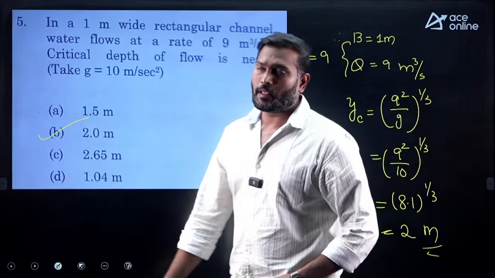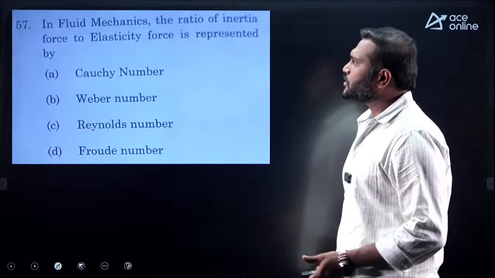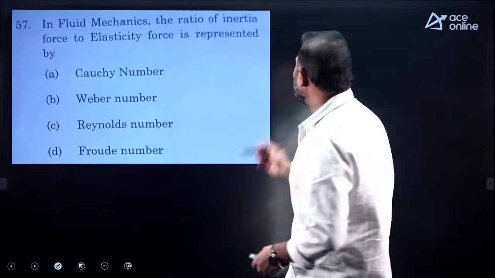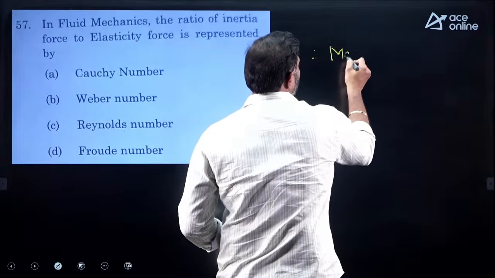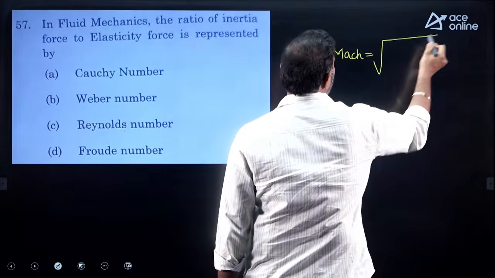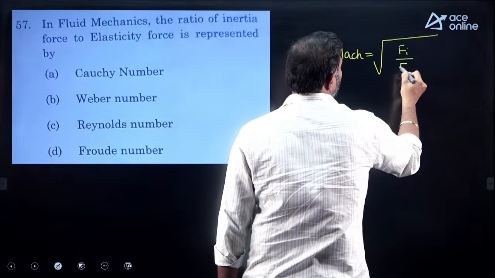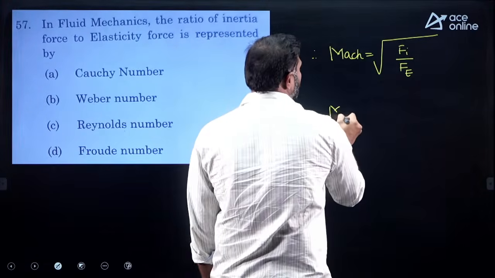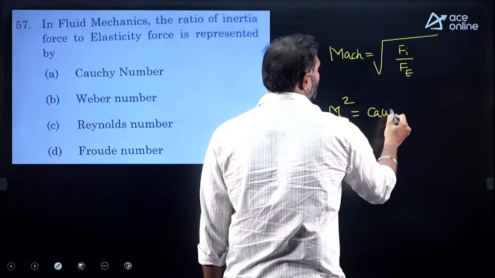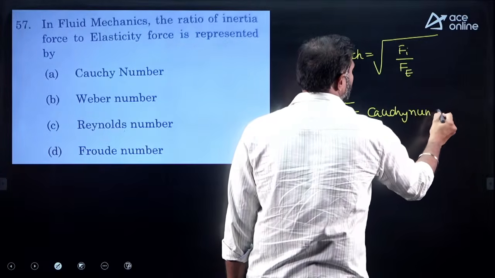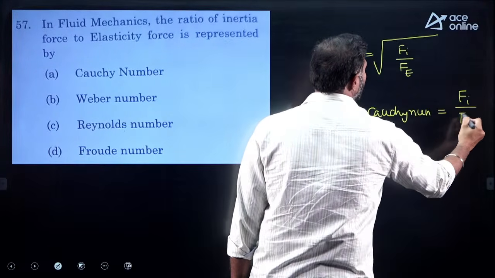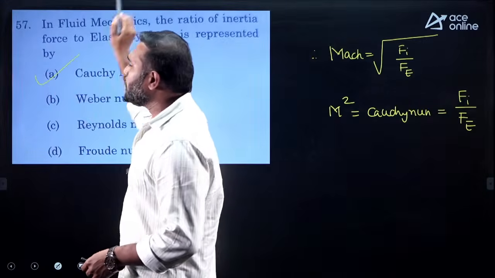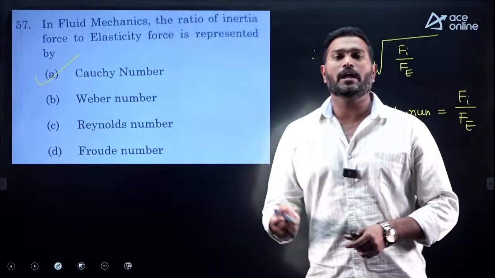Option B. Now see the last question. In fluid mechanics, the ratio of inertia force to the elastic force. Generally, the ratio of inertia force to the elastic force is the Mach number, but that is the root of inertia force to the elastic force. But if you send that root to the other side, then Mach square is nothing but the Cauchy number. So what is this Cauchy number? It is nothing but inertia force to the elastic force. From the given options, the correct answer is Cauchy number. So these are the questions from geotech and open channel flow.